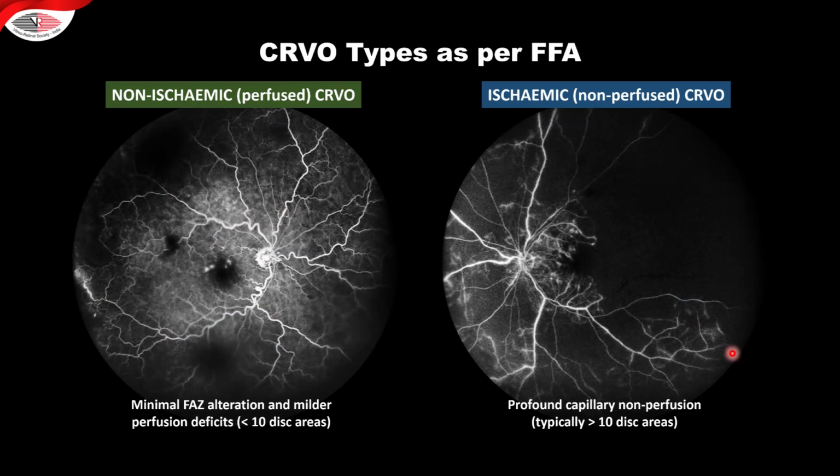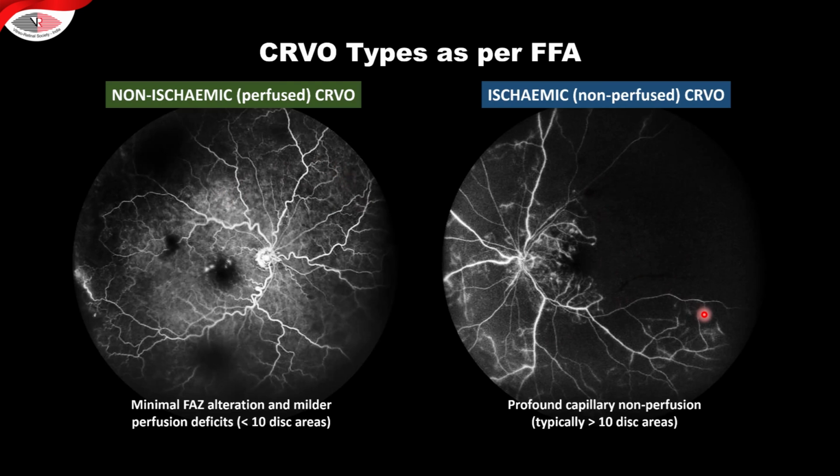So grossly, when you look at CRVO on an angiography, you could classify it in terms of ischemic and non-ischemic, but this FA happens after a few months of the condition. So here you can see that you could call this non-ischemic because the overall perfusion seems quite nice and well and is not compromised at any particular area. While if you look at this particular CRVO, you see a lot of capillary non-perfusion areas greater than 10 disc diameters, and we call it ischemic.